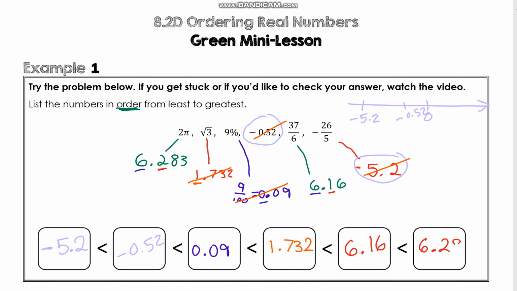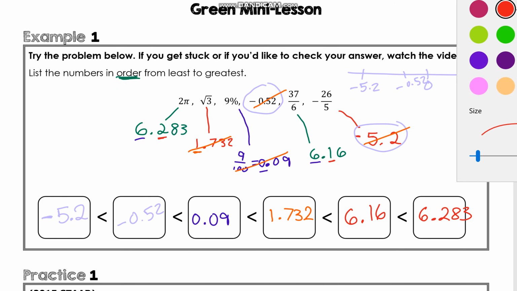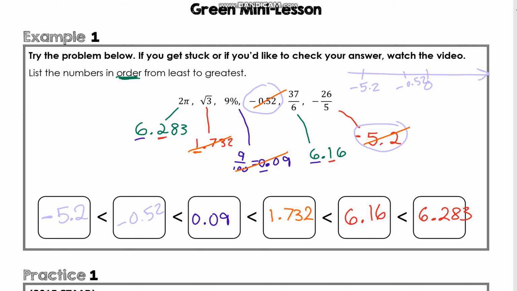And then our greatest number, 6.283. As a final step, after you order the decimals, you might want to go back and rewrite them as fractions. I know, it's going to take a sec. So negative 5.2, what was that originally? It was negative 26 over 5.